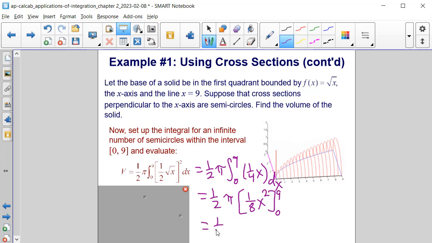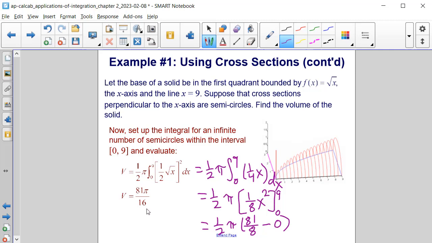So we have 1/2 times pi, and if we square 9, we get 81. So we get 81 over 8 minus 0, and 81 pi over 16 is going to be our final answer for the volume.